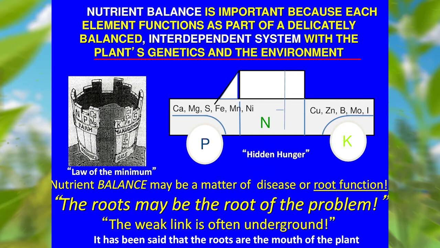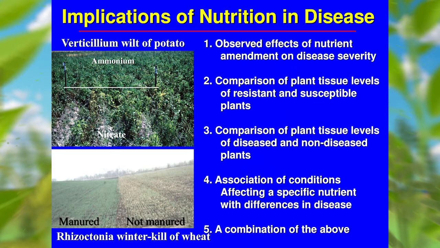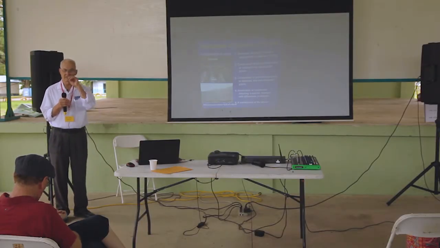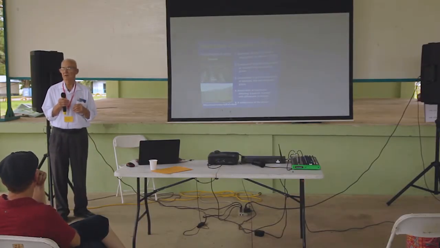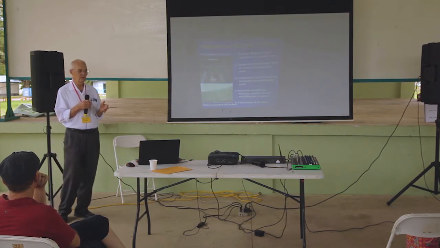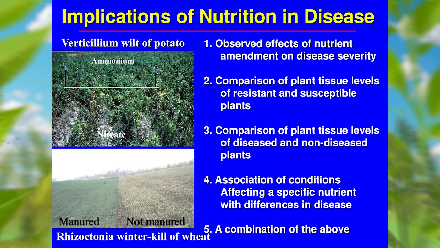And therefore, there are ways that have been used to associate a particular nutrient with specific diseases. The first is just, what do you see when you add a fertilizer? If you're adding nitrogen, do you see an increase or a decrease in disease? Now, quite often that'll depend on the form of nitrogen, as I mentioned a minute ago, but a lot of empirical evidence has just been accumulated over the years so that we can utilize these tools more effectively.